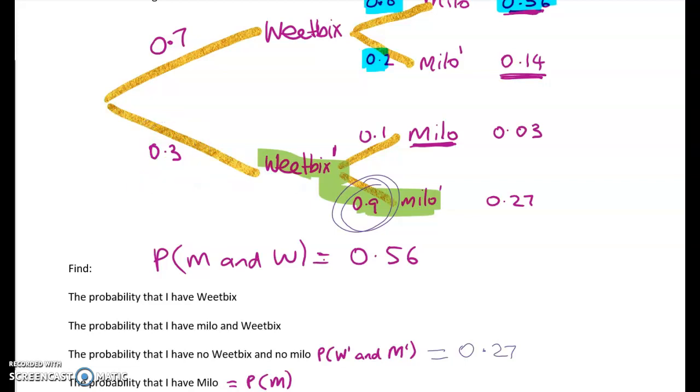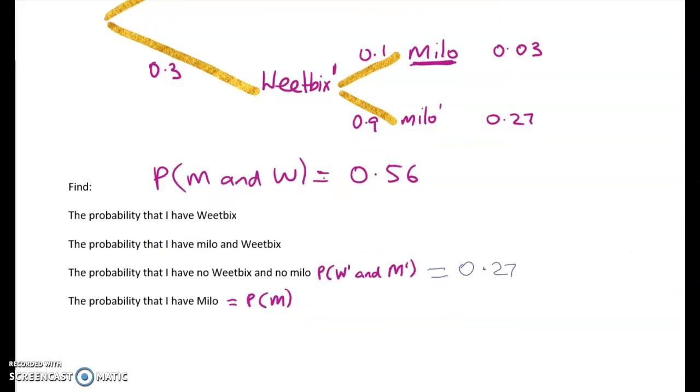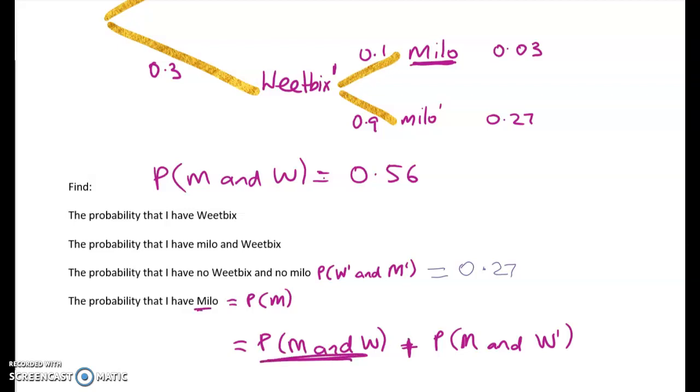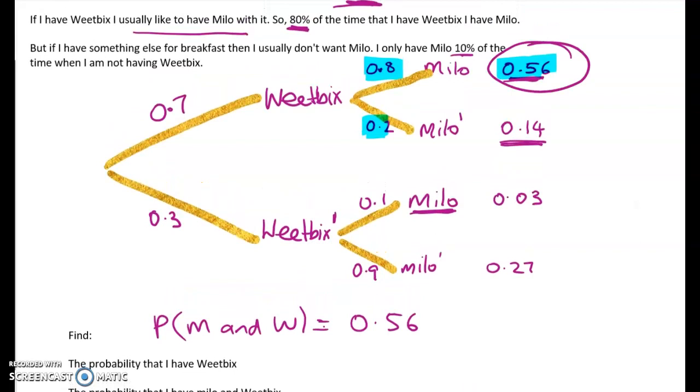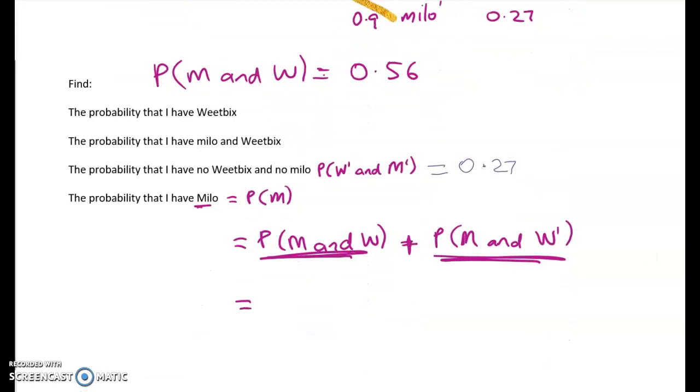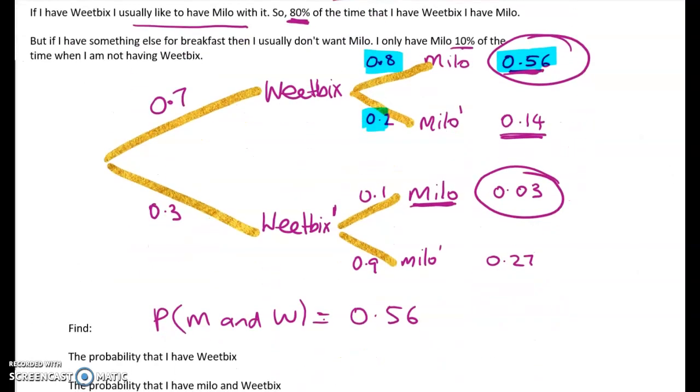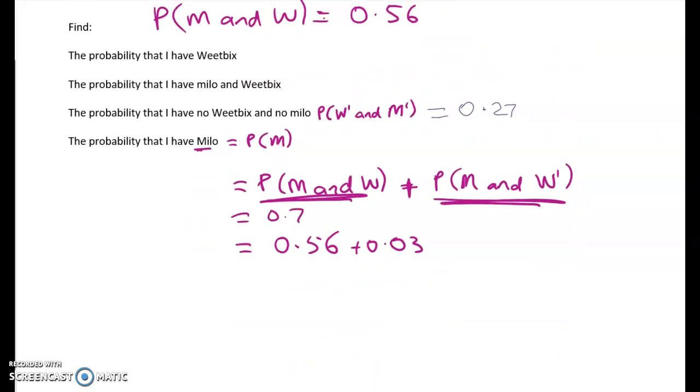Lastly, we can find the probability that I have Milo by looking at both the situations where I have Milo. So I either have Milo with Weet-Bix or I have Milo without Weet-Bix. So P(M) is the probability of M and W plus the probability of M and not W. So what I'm doing now is that to find out that Milo probability, I'm adding up all the situations where I have Milo. So the probability of Milo and Weet-Bix is this first one here, and the probability of Milo and no Weet-Bix is this one here. So that works out to be 0.56 plus 0.03. Okay, so the way I do it, I do my multiplying on the tree and I put those numbers in here. You could do it just separately in this answer here. So you could go like this, 0.7 times 0.8 plus 0.3 times 0.1.